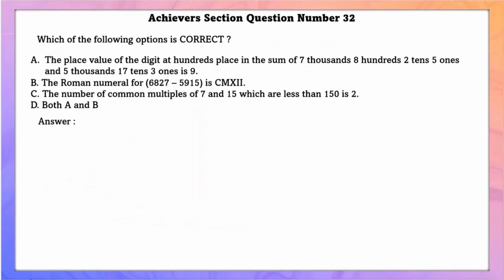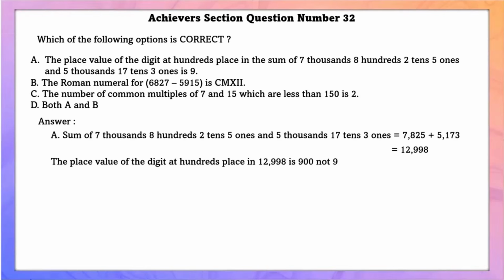Achiever section question number 32. Which of the following options is correct? A option. The place value of the digit at hundredths place in the sum of 7,800s, 2 tens, 5 ones and 5,000, 17 tens, 3 ones is 9. So this is equal to 7,825 plus 5,173, which is equal to 12,998. The place value of the digit at hundredths place is 900, not 9. So this is false.